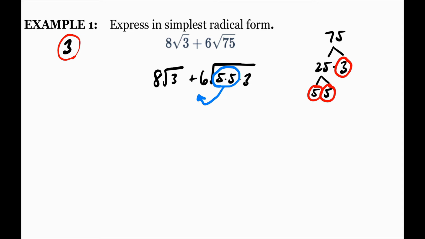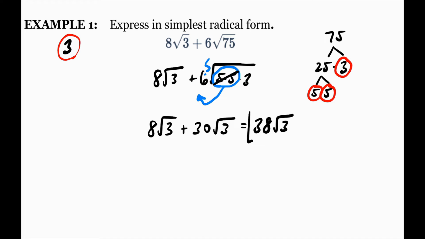And what does it do with the 6? When the 5 comes out, it gets multiplied with the 6. I cross this out because I'm done with that pair. So now what I have is 6 times 5, which is 30. Once I'm done with that pair, I only have 3 left. 3 is the only thing left in there, so that's why it's the square root of 3. Now they're like terms. They both have the same square root, 3. So now I can add them together to make 38 times the square root of 3.